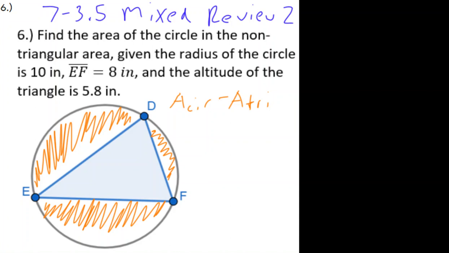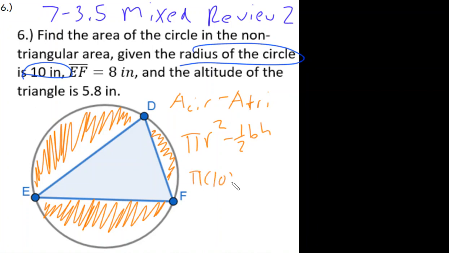Okay, so let's just kind of fill in these things. We know that the area of a circle is pi r squared minus the area of a triangle is 1/2 the base times the height. Well, check it out. They actually tell us what the radius is. The radius is 10. So we can go ahead and say, pi times 10 squared minus 1/2 times.